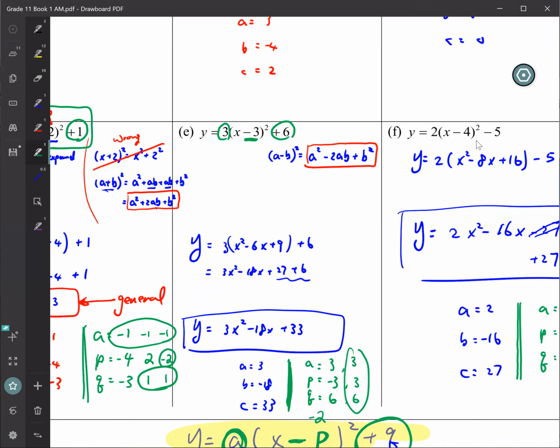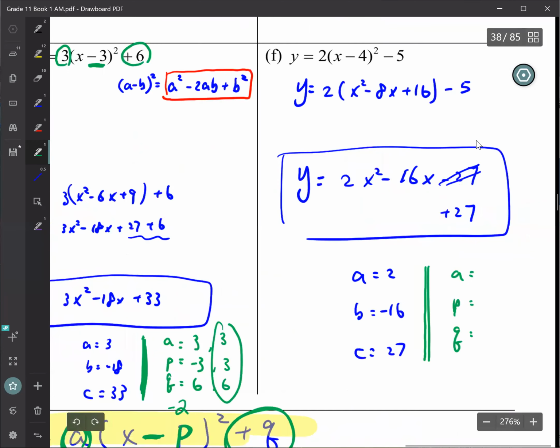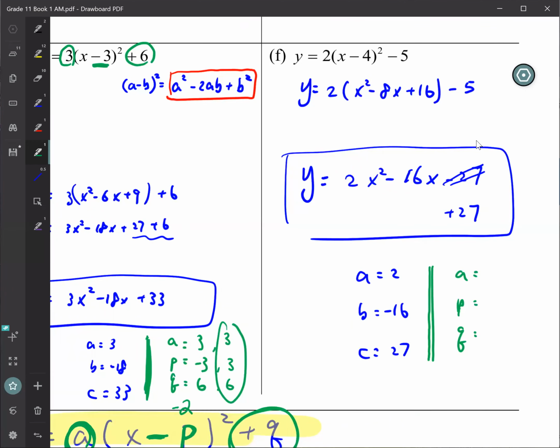Okay, so I would like to try question F now. Can you tell me what's APQ? A is 2, Q is -5, and P is 4. Yeah, P is 4, Q will be -5. Very good, okay? See, now you get it.